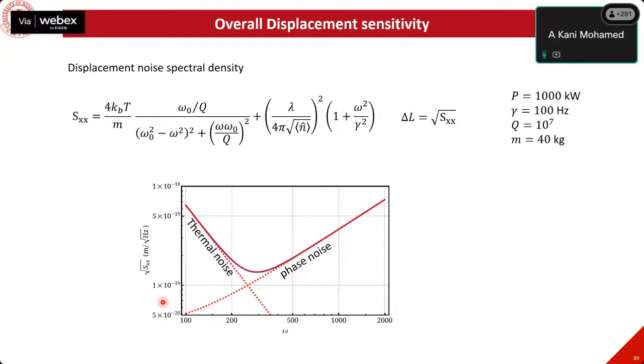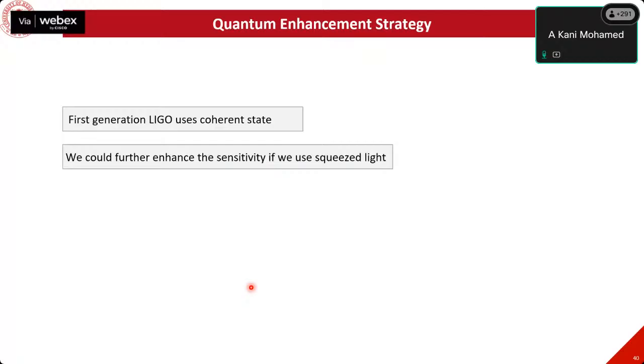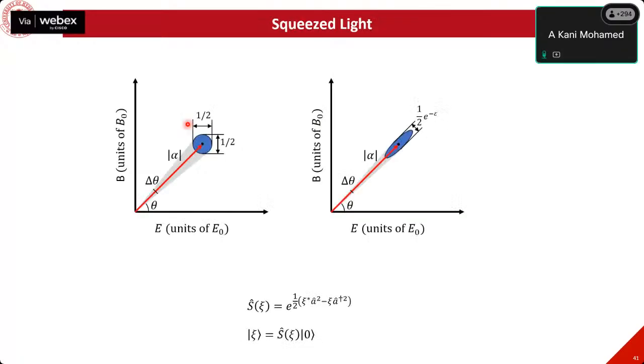Okay. So this is the first generation LIGO, the laser interferometric gravitational observatory, with a strain sensitivity of 10 to the power minus 22. But we can further increase this sensitivity if we use some quantum enhancement strategy. The first generation LIGO just uses a coherent state, a kind of classical light. But we can further enhance the sensitivity if we use squeezed light. So let's understand what squeezed light is.